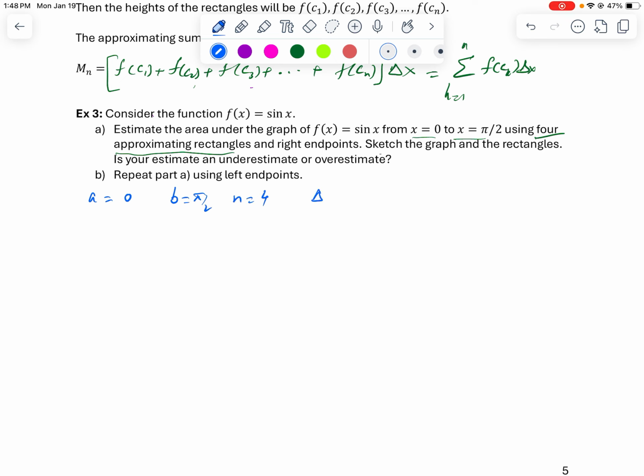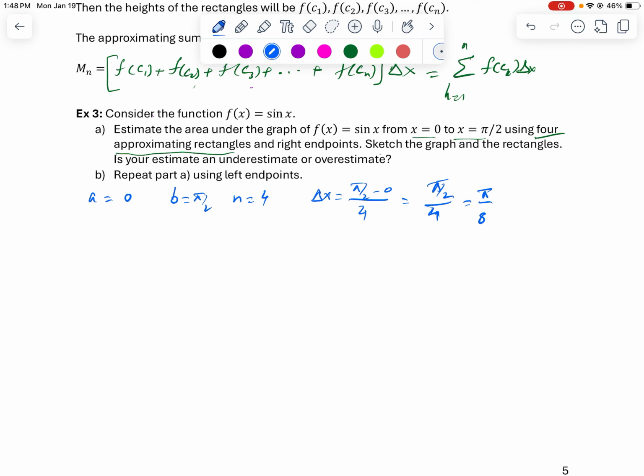So the delta x, which remember is b minus a over n, so pi over 2 minus 0 over 4. What does that give me? Pi over 2 over 4 is equal to, what is it equal to? Is it equal to 2 pi? No, it's not 2 pi. It's going to be pi over 8. I hope you guys can see that. That's pi over 8. We'll leave it like this. We will not convert it into decimals yet.